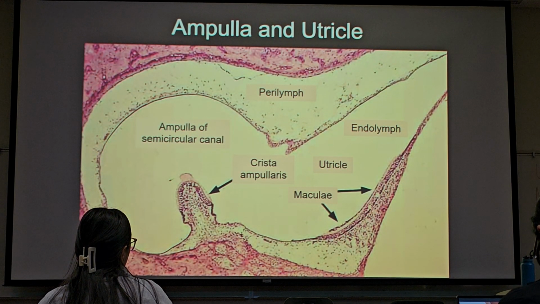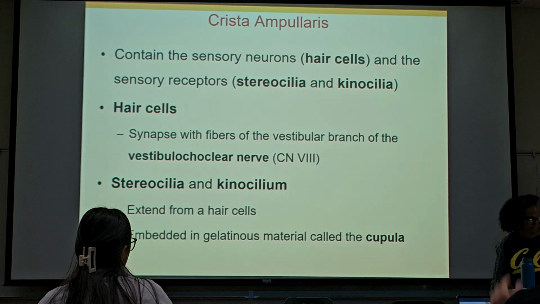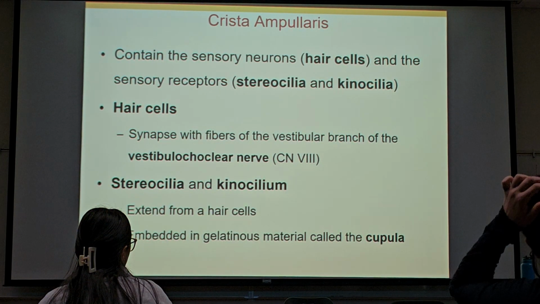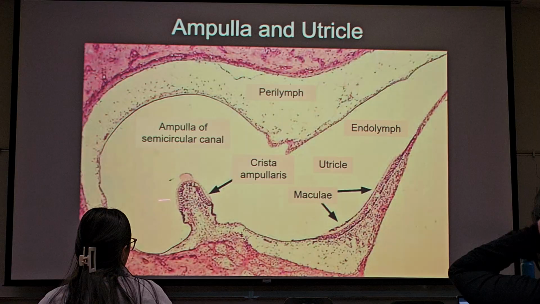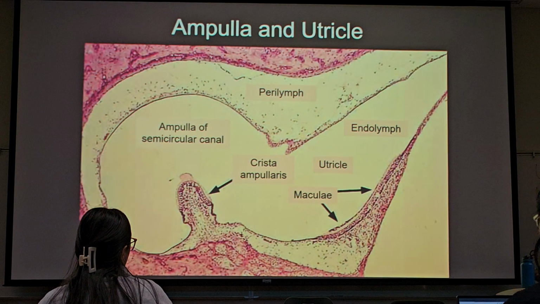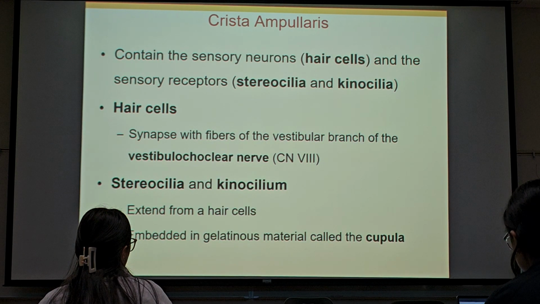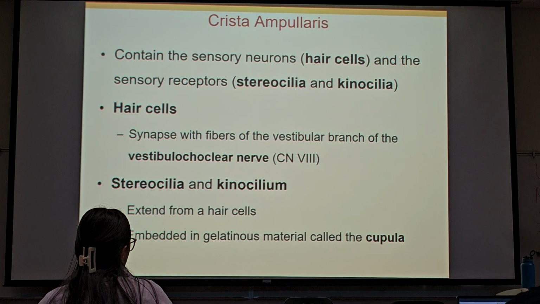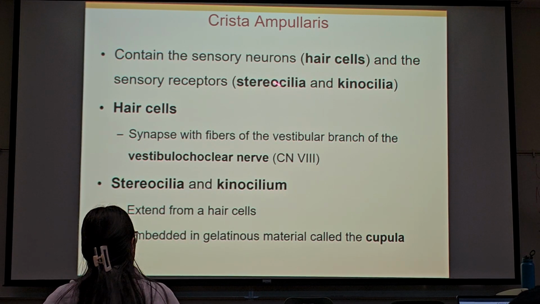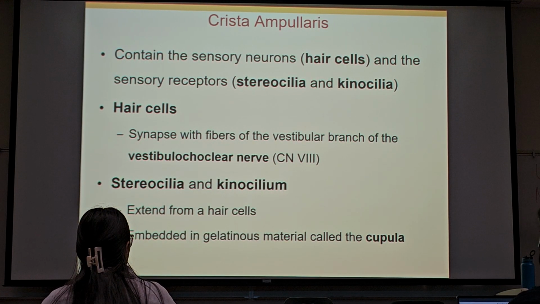No? All right. The crista ampullaris contains the sensory neurons, more hair cells, and the sensory receptors, more stereocilia and kinocilia. There's nothing different there. And the hair cells are doing the same thing here.